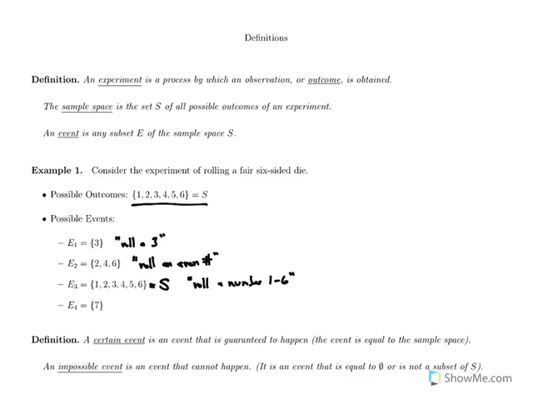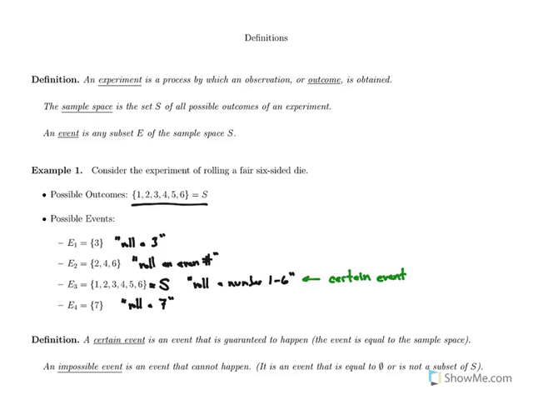Then we have a weird one. E4 is the set {7}. This is that we roll a 7. And the last two sets give us two kind of weird events. A certain event is an event that is guaranteed to happen. It's a subset of S that's guaranteed to happen. That means that it's equal to the entire sample space. So this E3 here was a certain event. It is guaranteed that you will roll a 1, 2, 3, 4, 5, or 6.